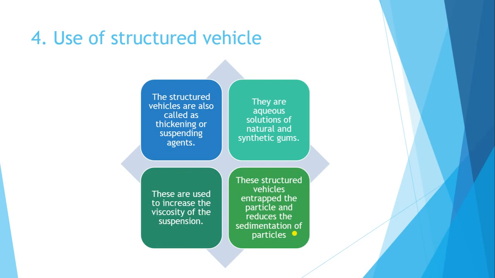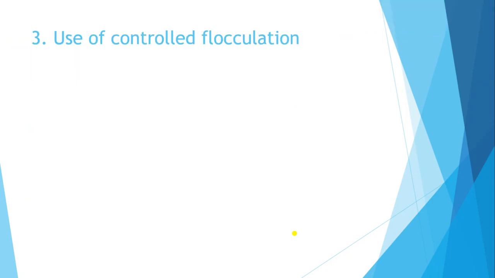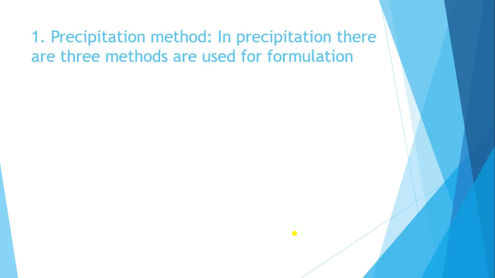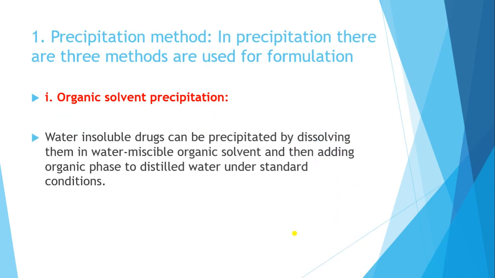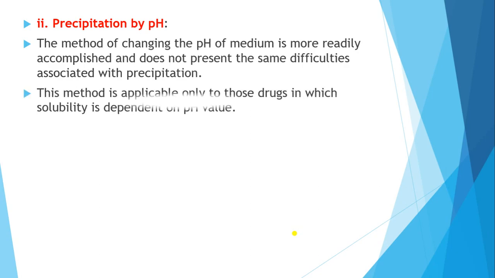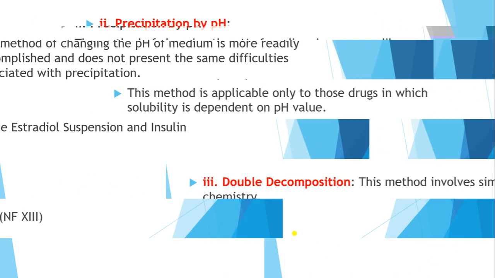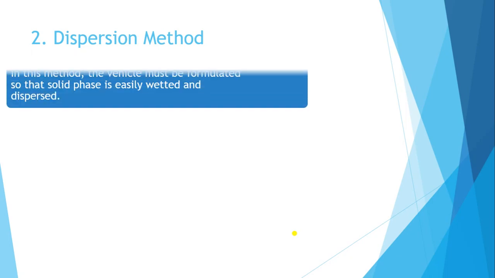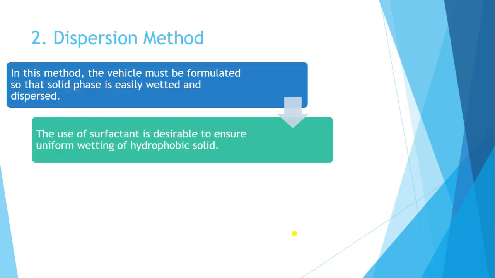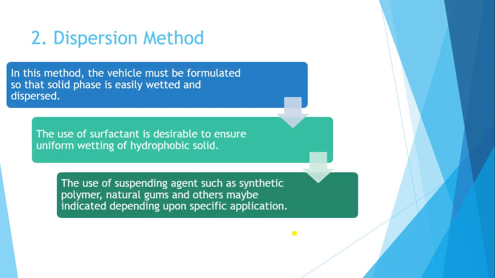In that, we will quickly revise what we had seen in the last two classes. First method is by precipitation. In the precipitation method there are a total of three methods: organic solvent precipitation, precipitation by pH, and the double decomposition method that we had seen in the previous part. Then the next method, which we saw today, is the dispersion method, where the vehicle is formulated, it is dispersed, then surfactant is added.